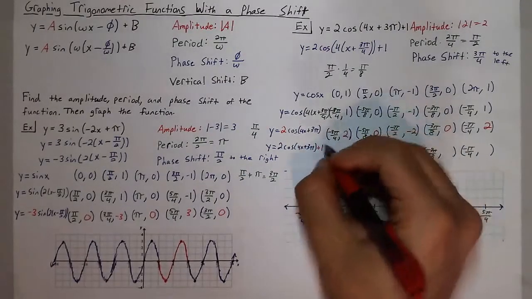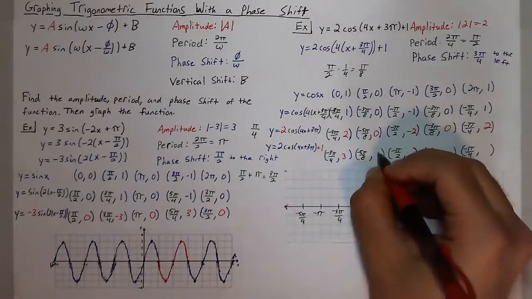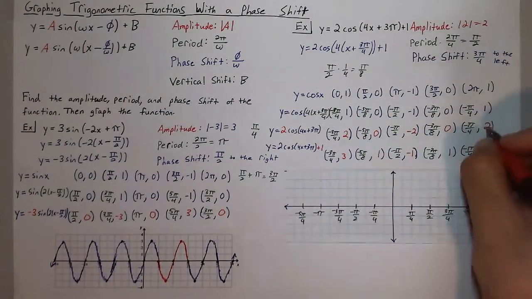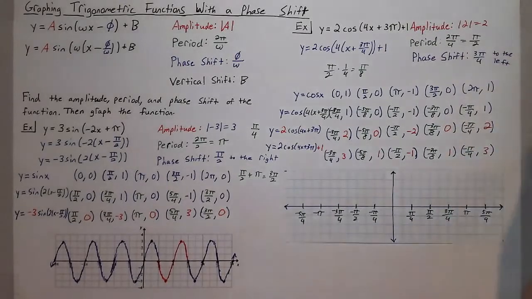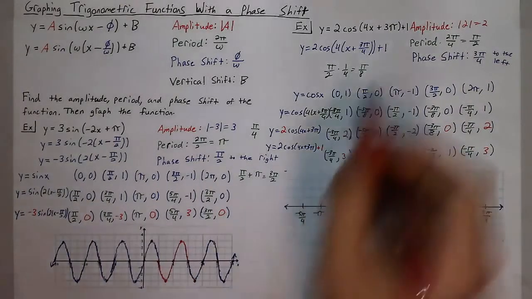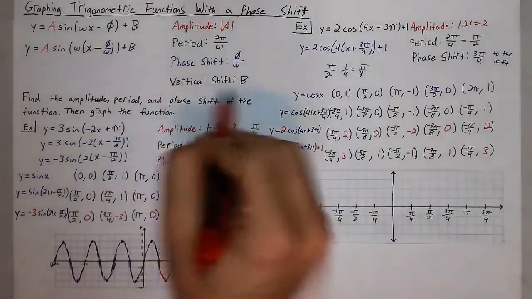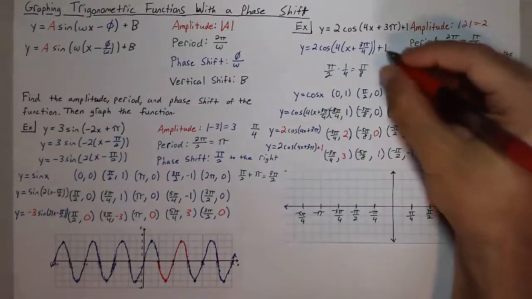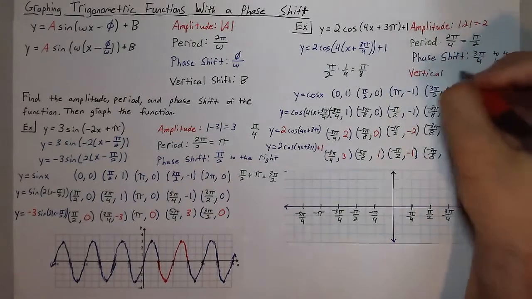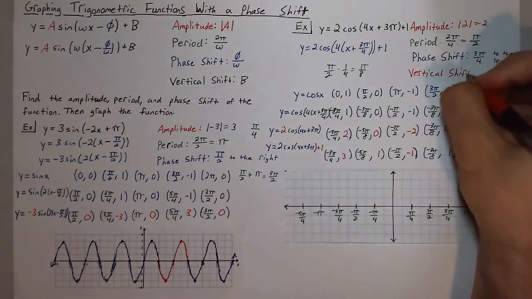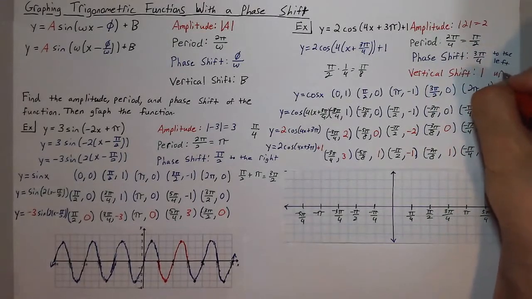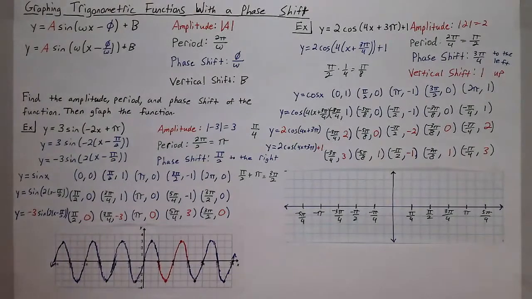So 2 plus 1 is 3. 0 plus 1 is 1. Negative 2 plus 1 is negative 1. 0 plus 1 is 1. And 2 plus 1 is 3. So now we've gotten all of our points. And if you even want to think back to here, there is a vertical shift taking place as well, of 1. And that'll be 1 up. You'll see that as I go to graph.